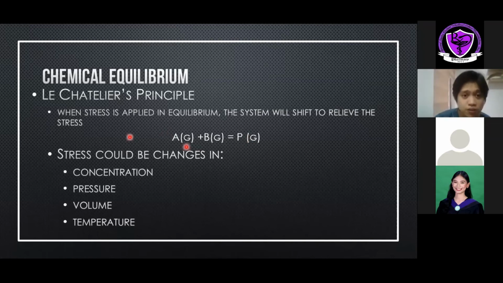If I remove P, which is what we do in precipitometry, we filter, di ba, the precipitate. If we remove P, the pressure here will be lower and the pressure here will be higher. And therefore, the forward reaction will proceed at a much faster rate. Okay?